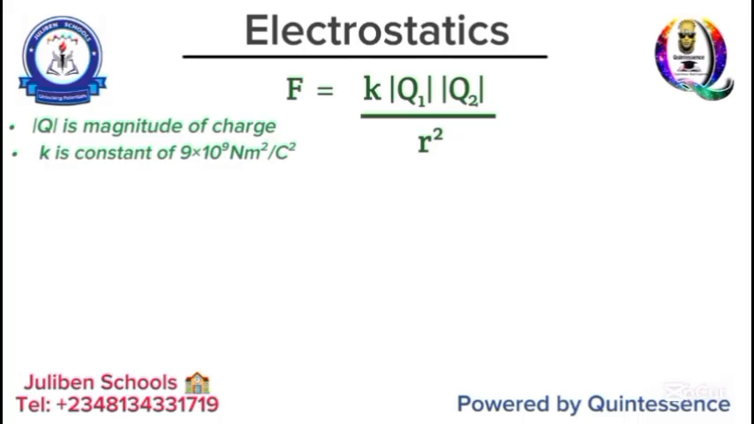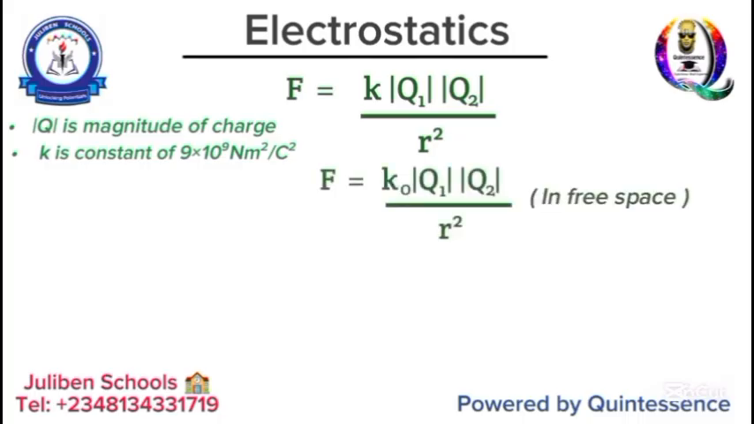So K is the constant there, and it also depends on the permittivity of the medium. If this force exists in free space, then you will talk about K naught. So you will have your K naught inside the formula to become K naught, the magnitude of Q1, Q2 divided by R squared. And take note, the value of K naught is equal to the value of K, 9 times 10 raised to the power 9. They are both equal, right?